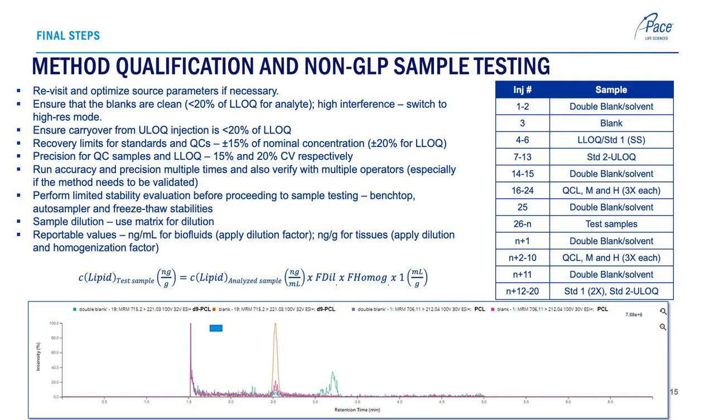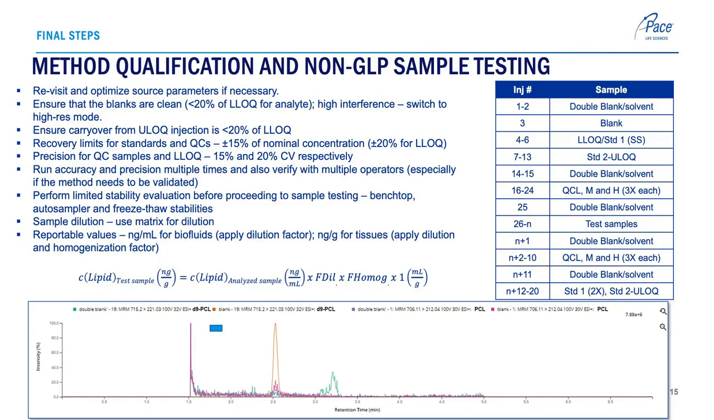Make sure that there is no significant interference in the double blank and internal standard containing blank samples for the analytes, as shown in the figure here. If significant interference is observed, switch from unit mass resolution to high mass resolution, which also comes with the downside of losing the sensitivity to some extent.